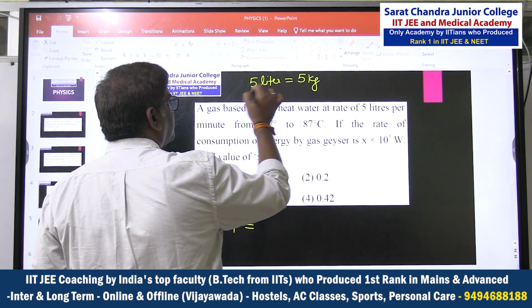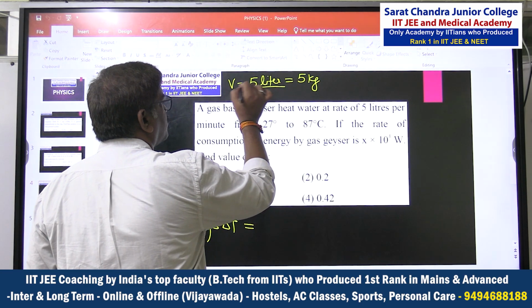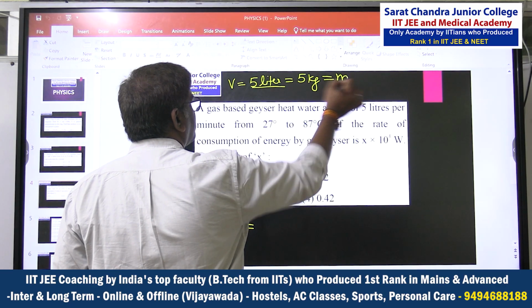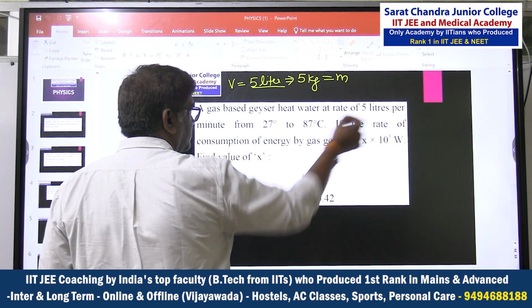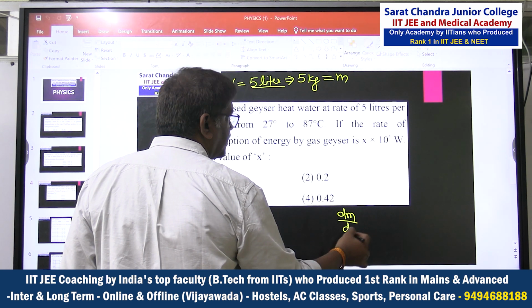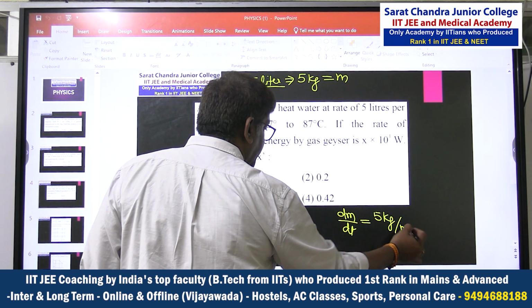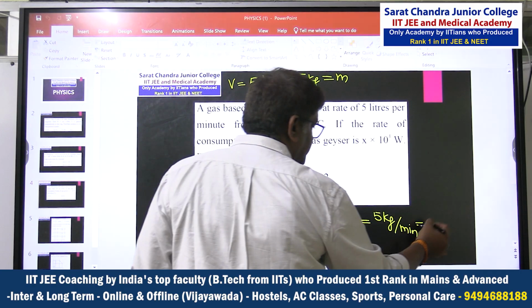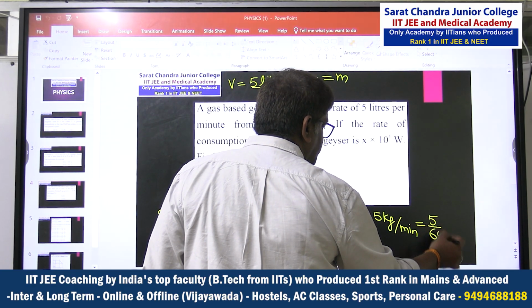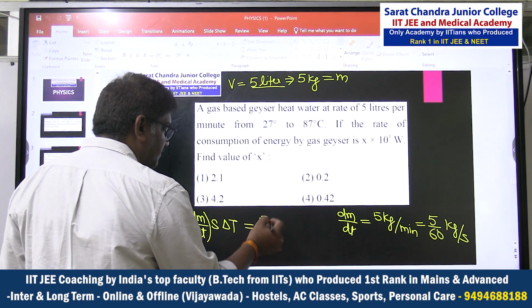When you multiply with the volume, then corresponding to this volume, what is the mass? Mass will be 5 kg. So this mass flow rate will be 5 kg per minute. Convert into second, so it is 5 by 60 kg per second. So now dm by dt value will be 5 by 60.